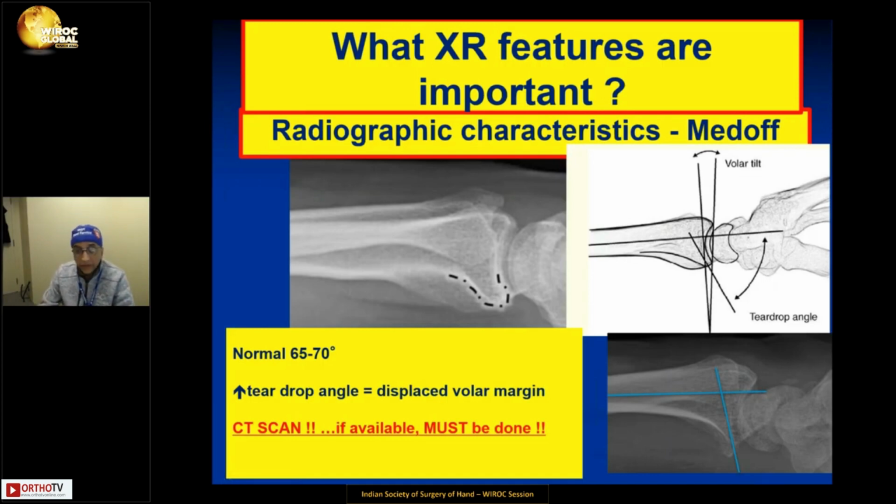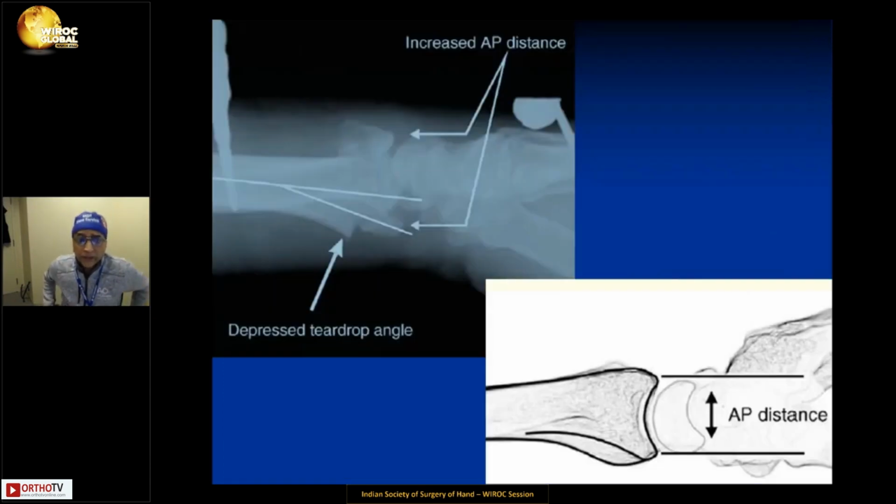In such injuries, if at all available, a CT scan must be done. The other thing that we don't pay too much attention to, and which is perhaps difficult to see in plain radiographs, is the AP distance, which is basically another surrogate for the intermediate column between the volar and the dorsal margins of the intermediate column.